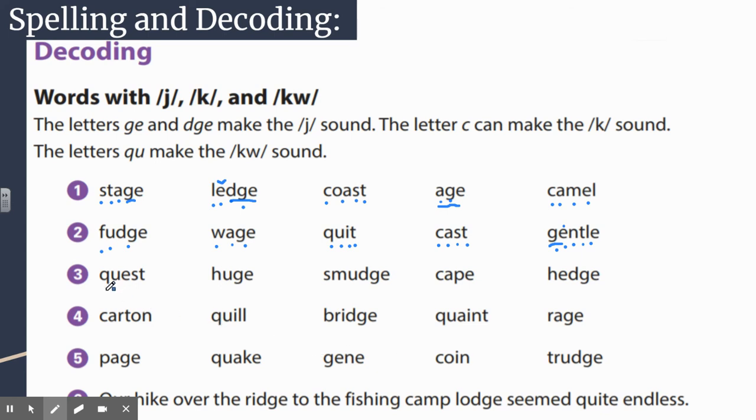Try this one. I'll put the dots. You say the sounds. Did you get k-w-e-st, quest? I hope you did. All right, let's try this one. Now this one, going to be the long sound. We've got huge, huge.